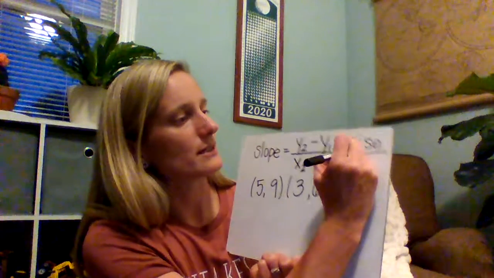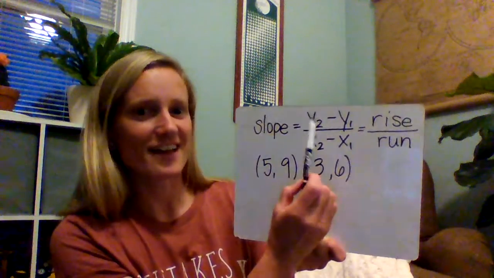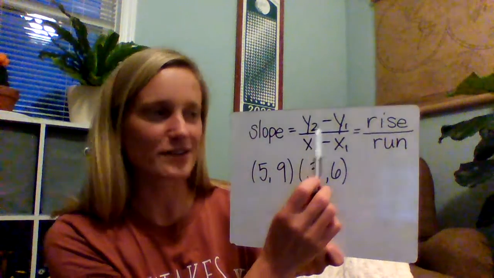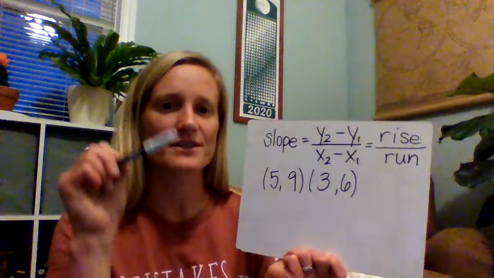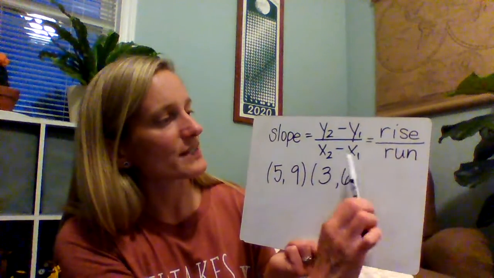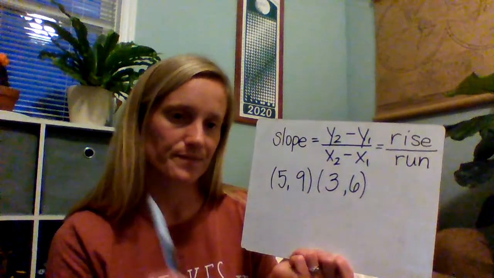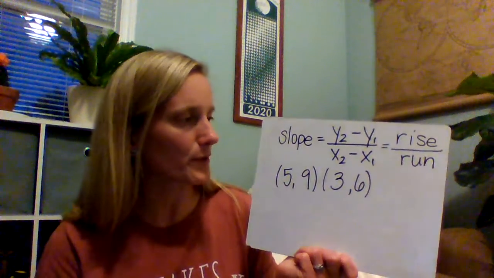And I didn't finish writing this, but when you're finding the difference in the y values, you're finding the rise, you're finding how much the line went up or the line went down. And then when you're finding the difference in the x values, you're finding the run. In other words, how far the line went over from the first point to the second point.